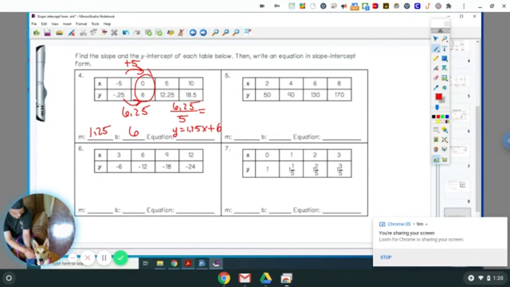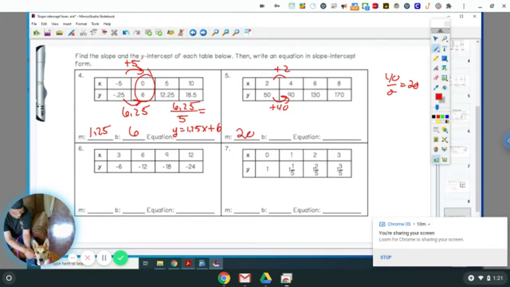All right, so number 5, we're going to find the change of y over change of x. The change here is adding 40, then adding 2. So that'd be 40 over 2, which is 20. So my slope is 20. My y-intercept is not given to me on the table, so I need to figure out when x is 0.